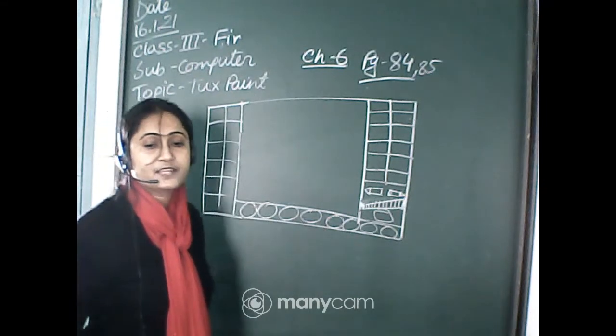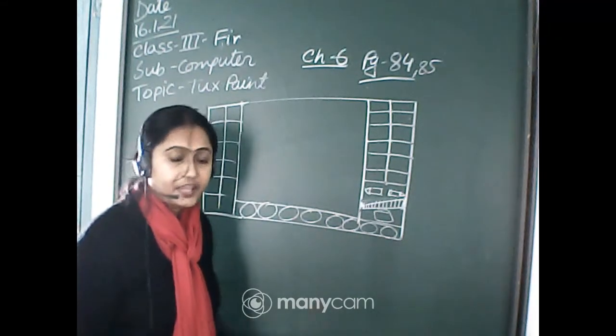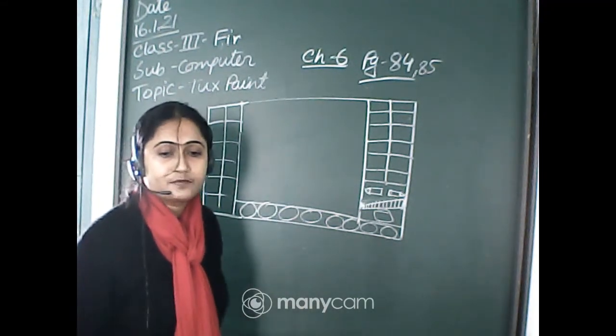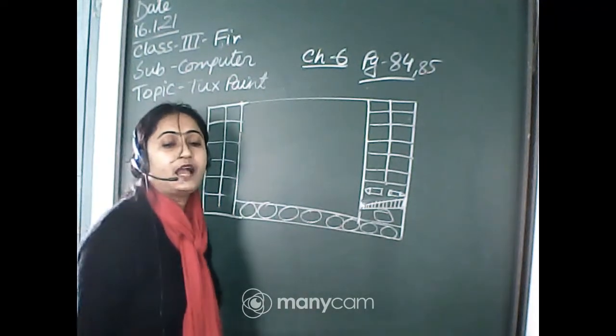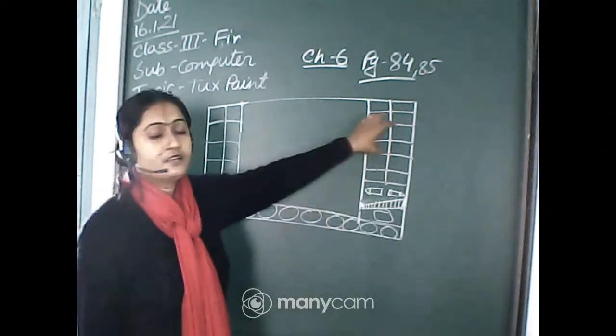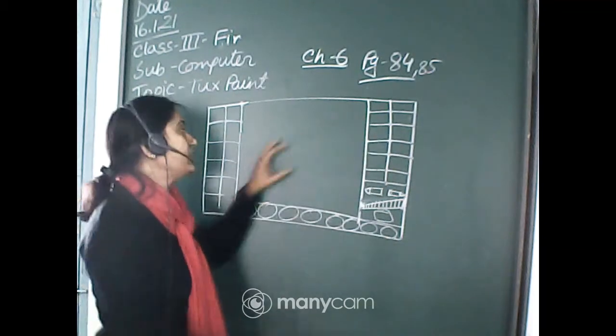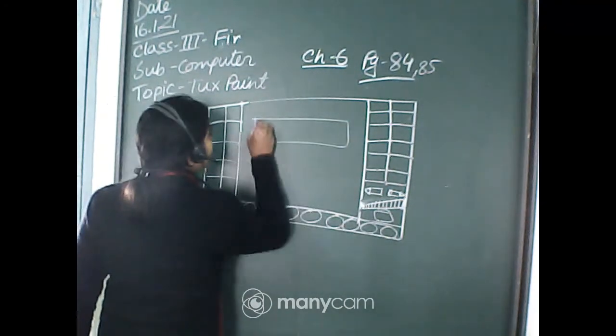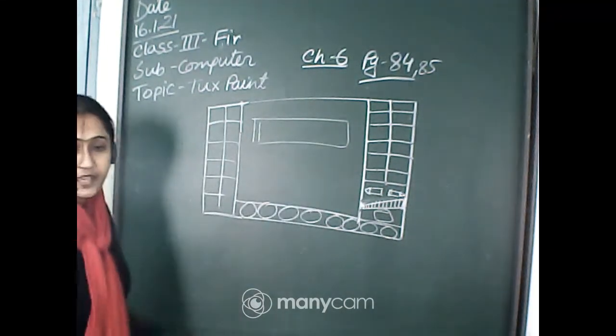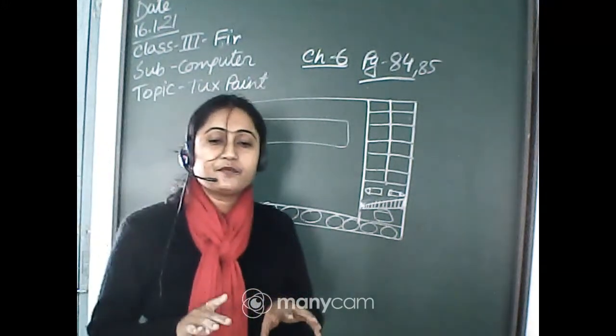Suppose you want to write a sentence in red color, you can choose the red color. If you want to write in blue color, you can choose blue, and then choose the style, and a box will appear and the cursor will blink, and you just start typing from the keyboard.